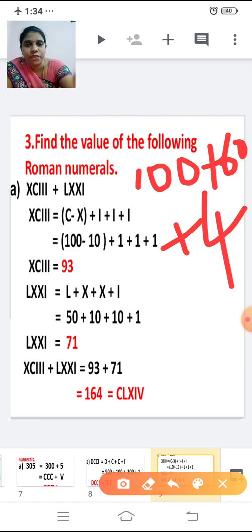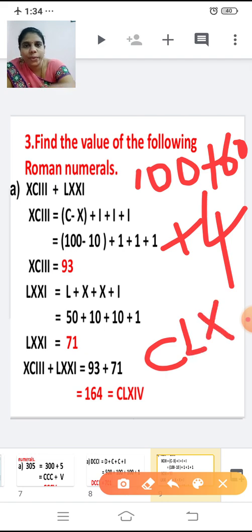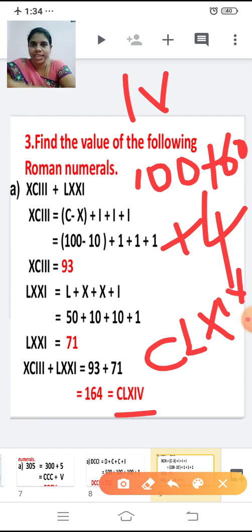What is the Roman numeral for 100? C. And for 60, shall we write 50 plus 10? So 50 is L and 10 is X, and this is the Roman numeral for 4, right? So write CLXIV.